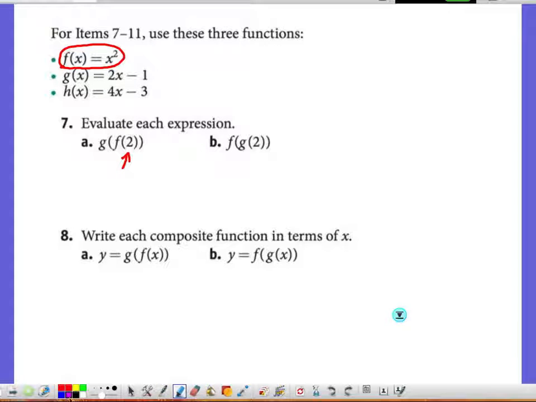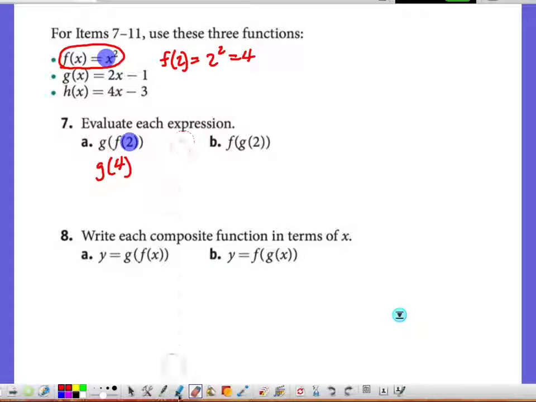So I'm going to take my input of 2 and just simply plug it in for x. And so what is going to be f of 2? Well, plugging it in for x, we get 2 squared, which is equal to 4. And so now f of 2 is equal to 4, and so we have g of 4.